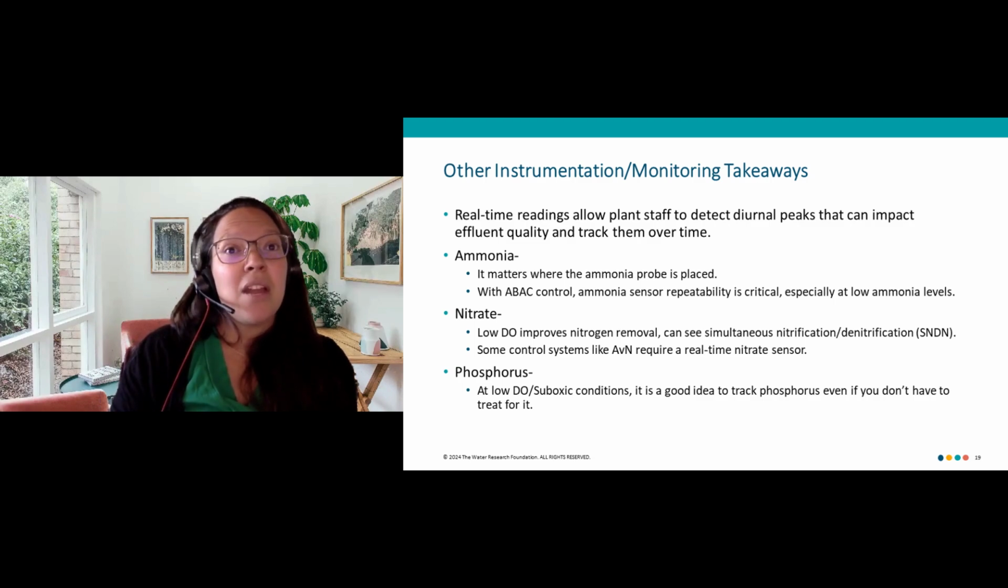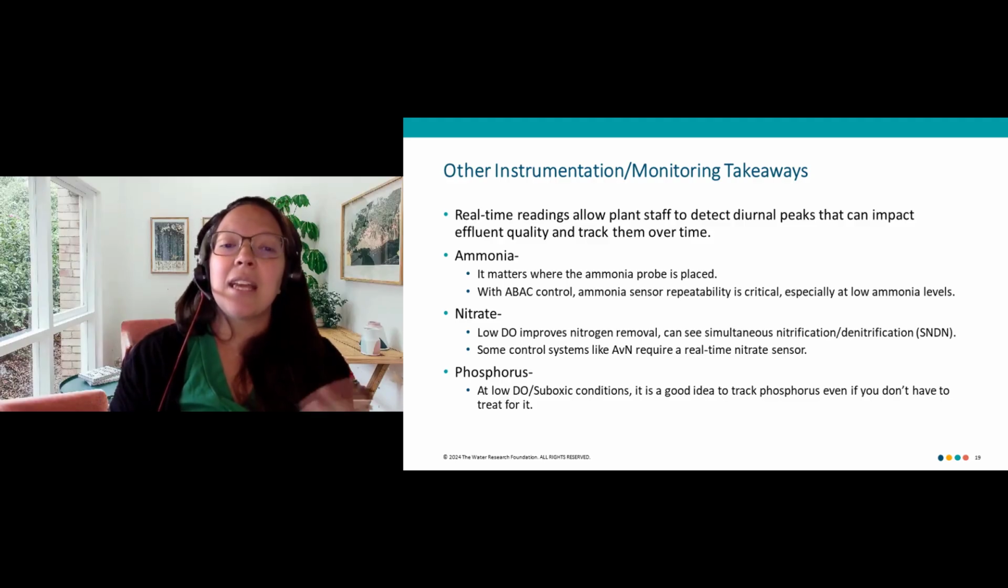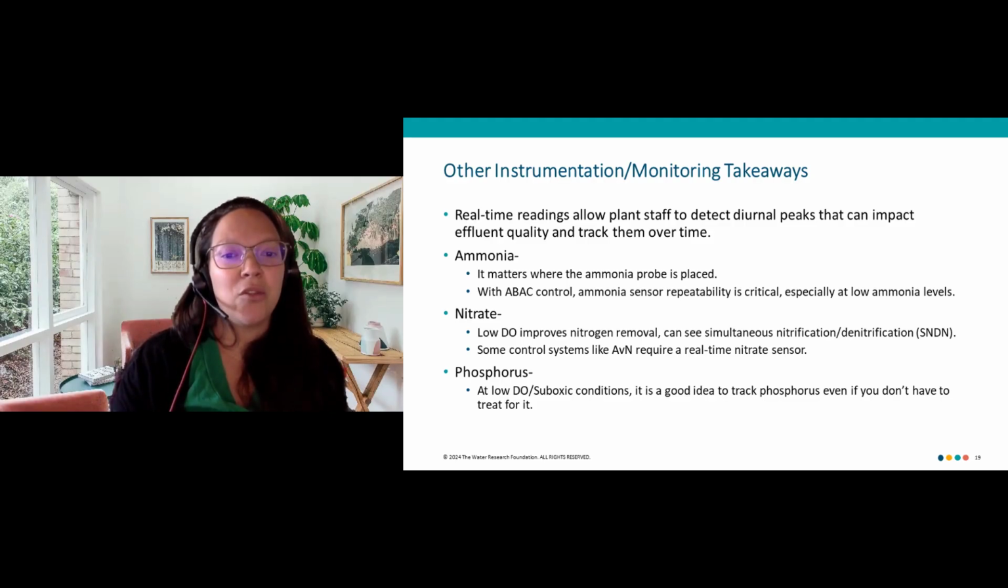Nitrate sensors are something you might want to consider as well, adding to your process if you're operating at low DO or suboxic conditions, since it can promote simultaneous nitrification and denitrification. And some control systems like ammonia versus NOx, or AVN, require them.